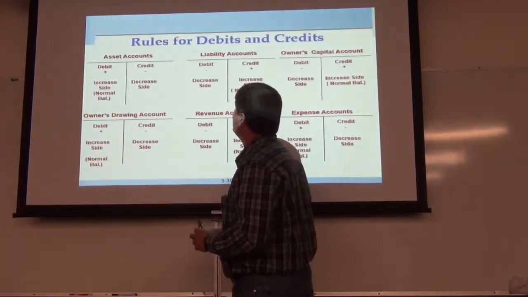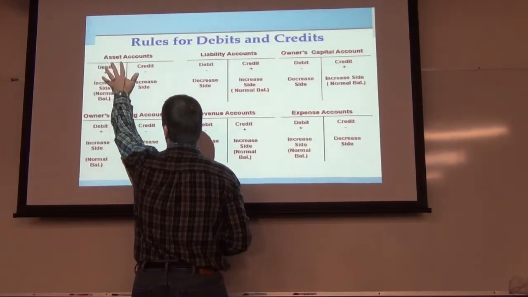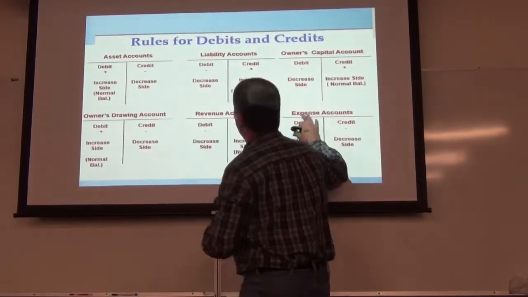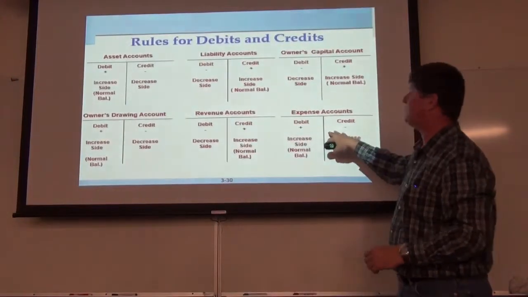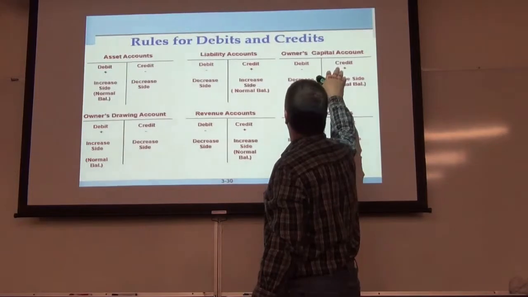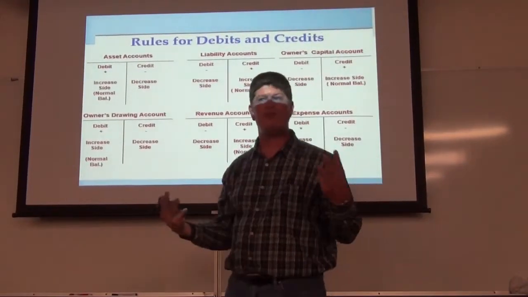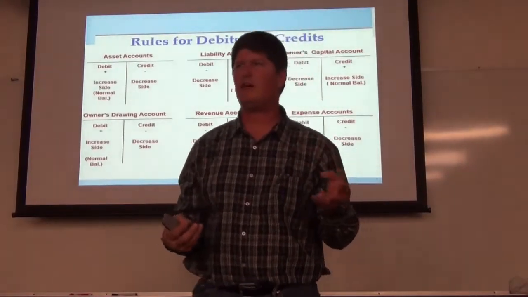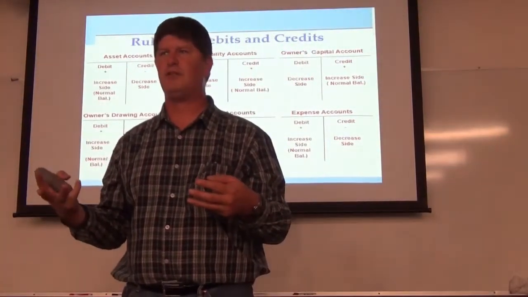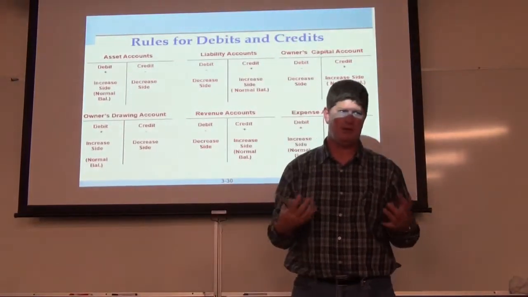So if you stop and look, there's a debit increase in 1, 2, 3 types of accounts: assets, draw, and expense. And liabilities, owner's capital, and revenue all increase on the credit side. So there's 3 of each. 3 types increase on the debit side, 3 types increase on the credit side. Okay? Different ways to try and remember it.